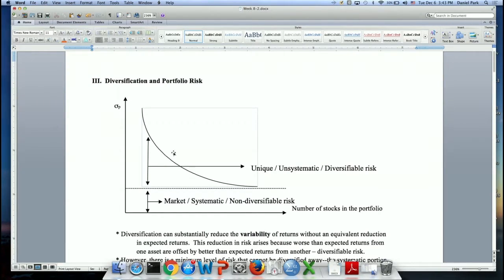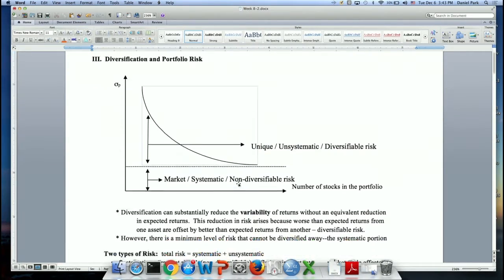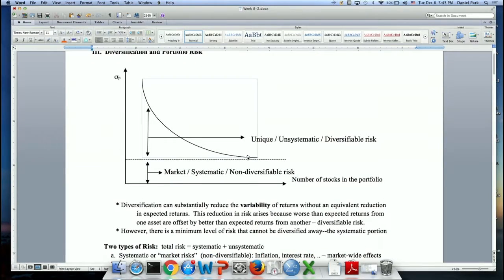But the risk can never go down to 0. So you're going to stay around here. Whatever disappeared, the risk you can reduce, we call unique risk, diversifiable risk, unsystematic risk. And some risk remains, no matter how many assets you add, it stays there. That we call market risk, systematic risk, non-diversifiable risk.